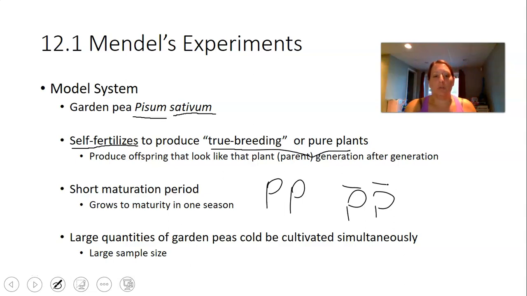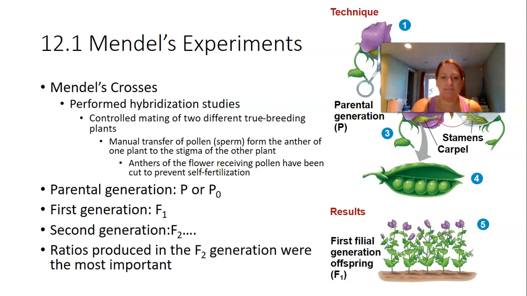Okay. So, good model system. You can do self-fertilization to get pure, true breeding plants. We're going to call those the parent plants. What else? The common garden pea plant has a short maturation period, so it grows to maturity in one season. Okay, so mating is pretty easy. Large quantities of garden peas could be cultivated simultaneously. So you have a lot of organisms to study so that you have a large sample size. Okay, easy to breed, easy to house, not messy.